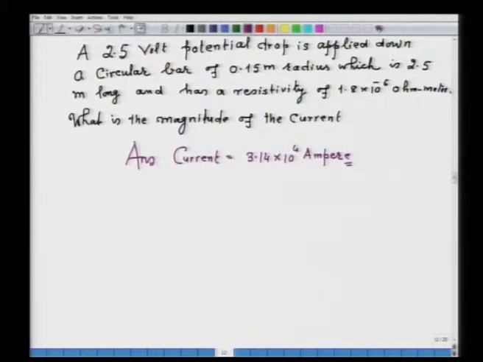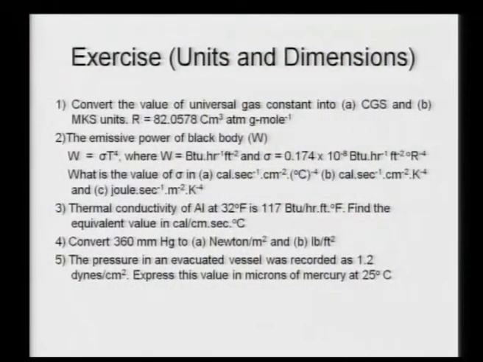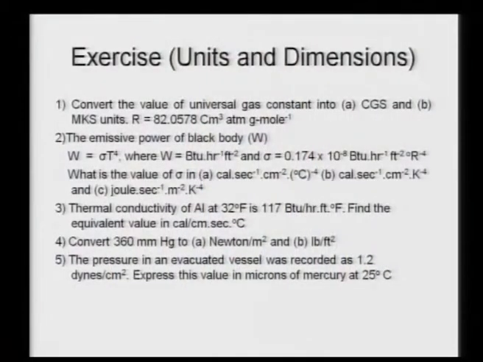Now, with this I had finished the conceptual part of the lecture on measurement of quantities. Now, I will try to give you exercise with some solved problems and some unsolved problems. Now, let us see the exercises. These are the exercise on units and dimension. I will read first of all the problems, and then I will solve, or I will give the answer one by one as I will proceed. Problem 1, convert the value of universal gas constant into A CGS and B MKS units.